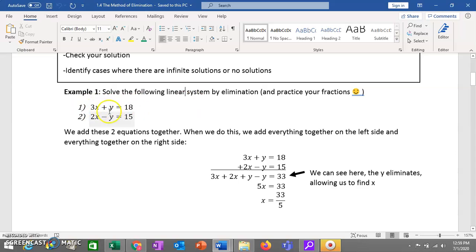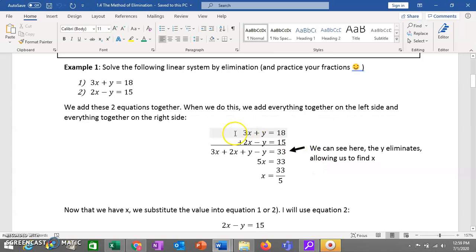Okay, so we're going to solve the following system by elimination. I've used some numbers that are not as nice just to get you used to doing a bit of fractions here. So we have 3x plus y equals 18, 2x minus y equals 15. To solve a system by elimination, we eliminate one of our variables. That's why we call this elimination. And the way you do that is by taking these two equations and adding or subtracting them together.